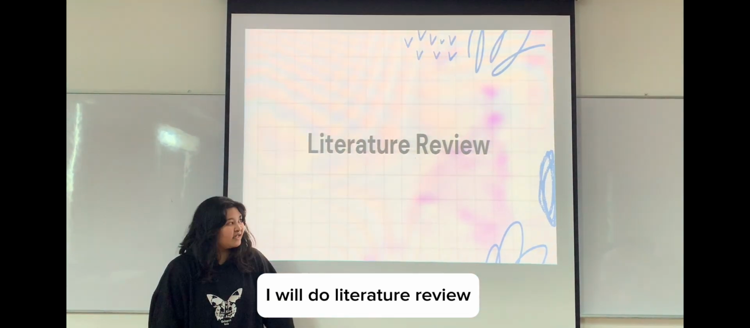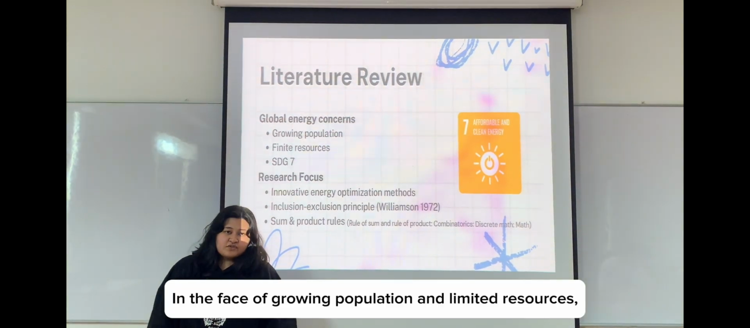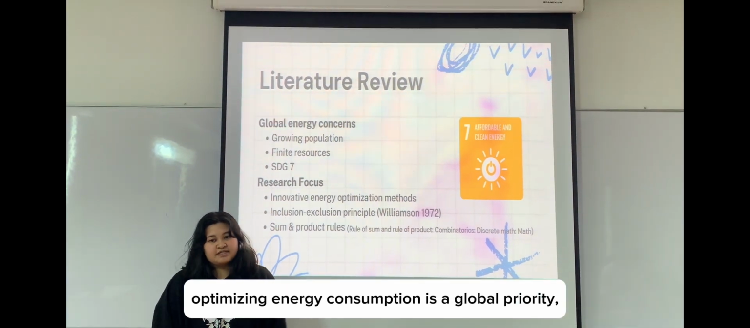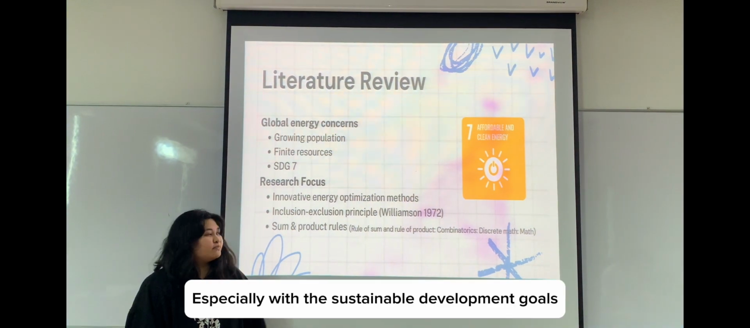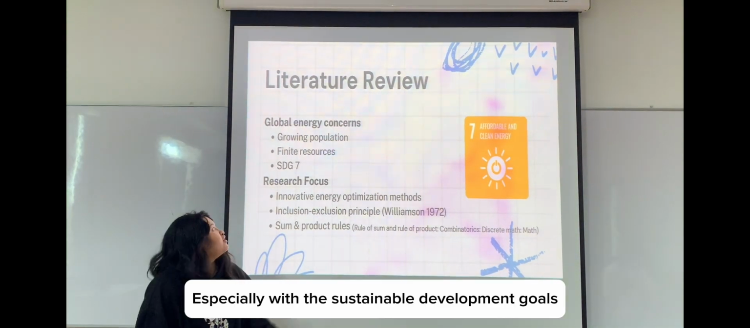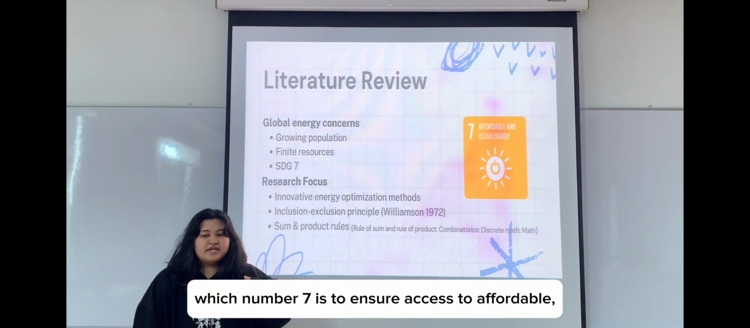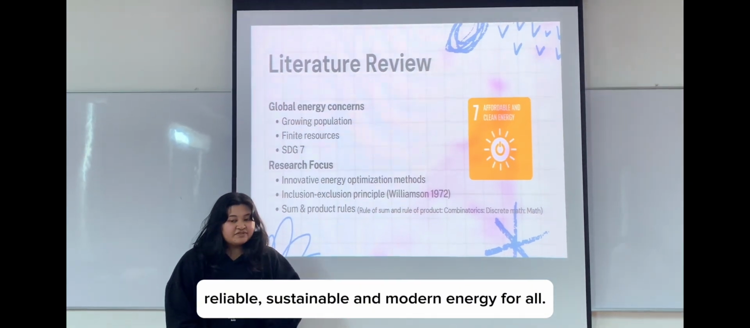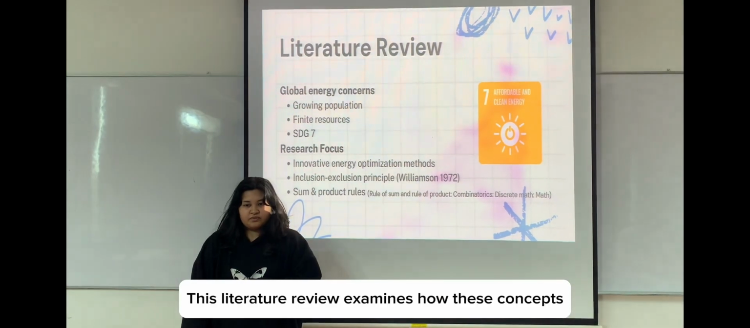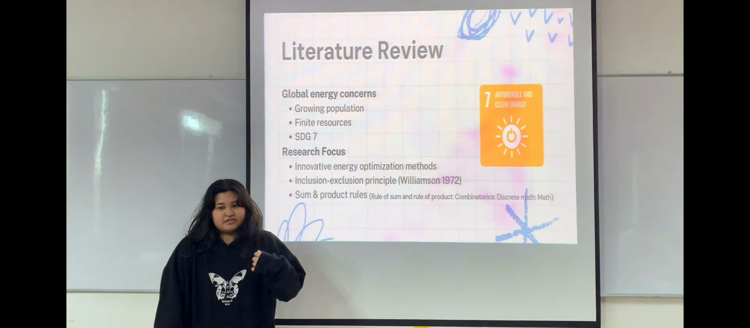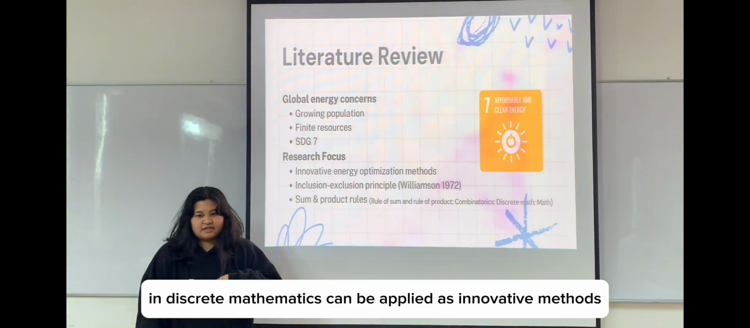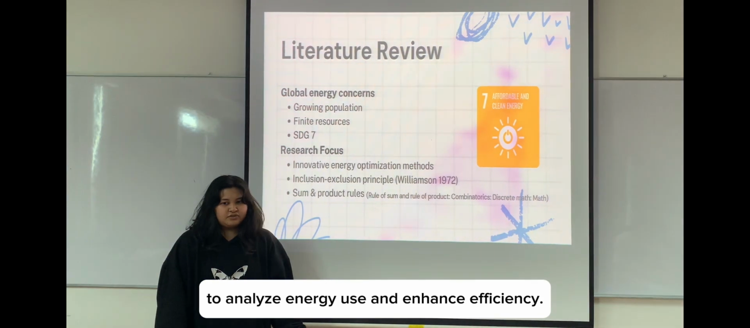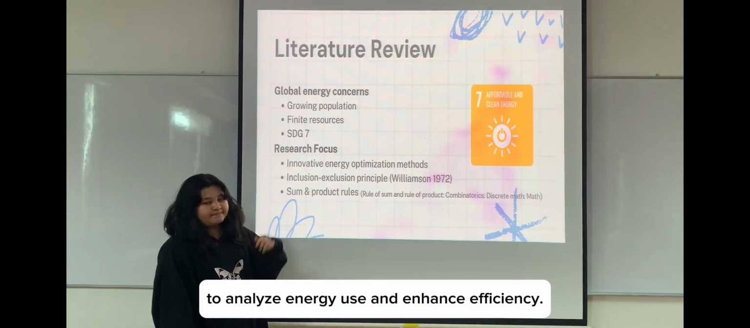In the face of growing population and limited resources, optimizing energy consumption is a global priority, especially with the Sustainable Development Goals, of which number 7 is to ensure access to affordable, reliable, sustainable, and modern energy for all. This literature review examines how these concepts in discrete mathematics can be applied as innovative methods to analyze energy use and enhance efficiency.